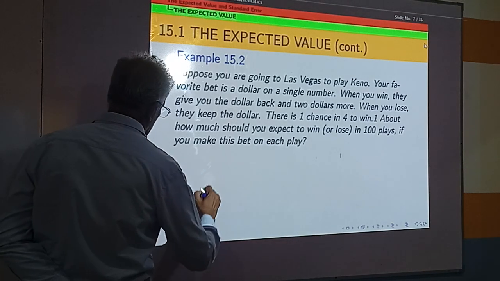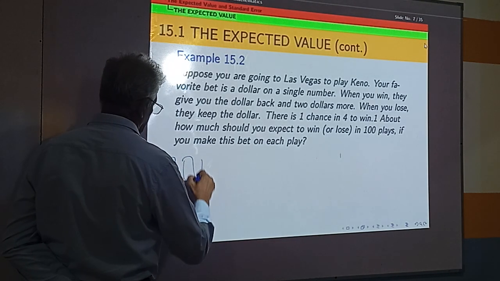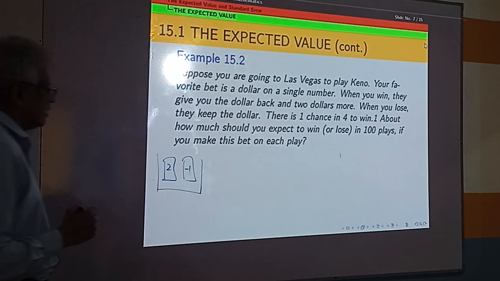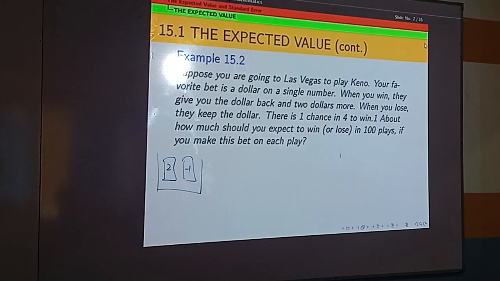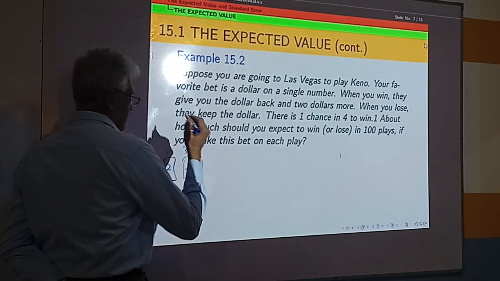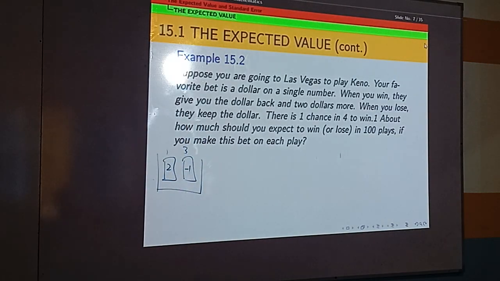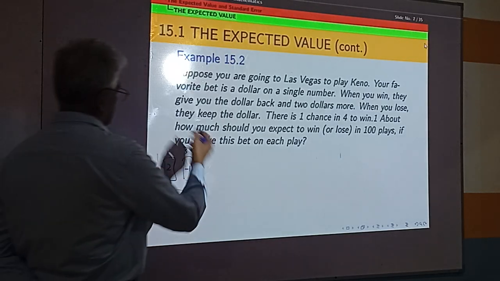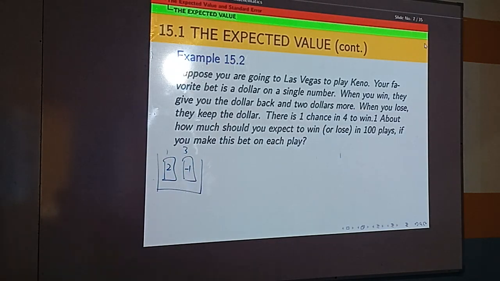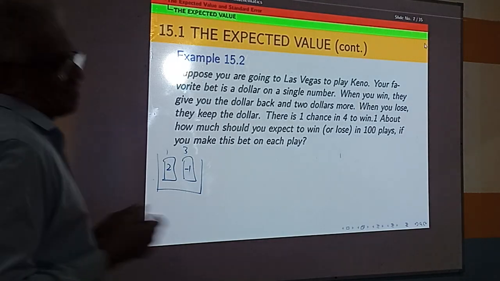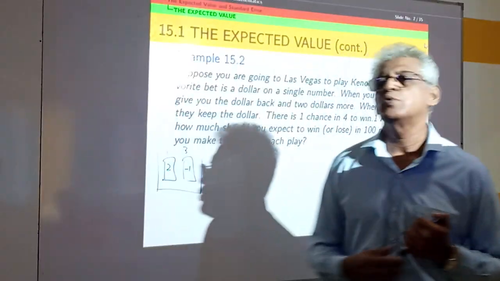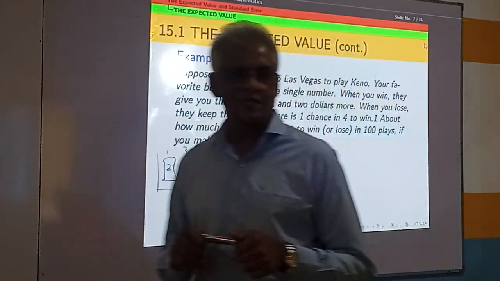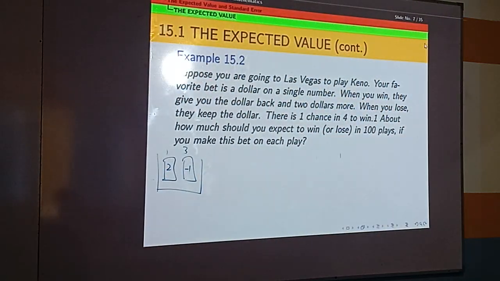So you have to have a box. The box should have two types of tickets, 2 and -1. How many 2s and how many -1s? 1 and 3, because 1 out of 4 is the winning probability. So what is the mean of this box? Minus 3 times plus 2, that is -1, divided by 4, that is -0.25. So on average in one game you expect to lose $0.25, that means 25 cents. So if you do it 100 times, $25.